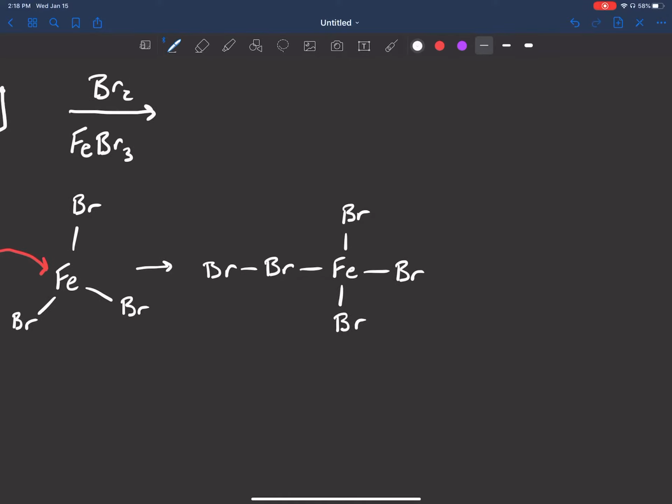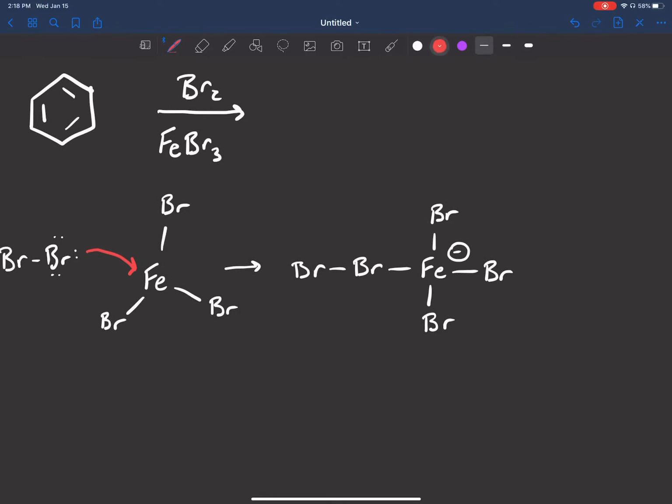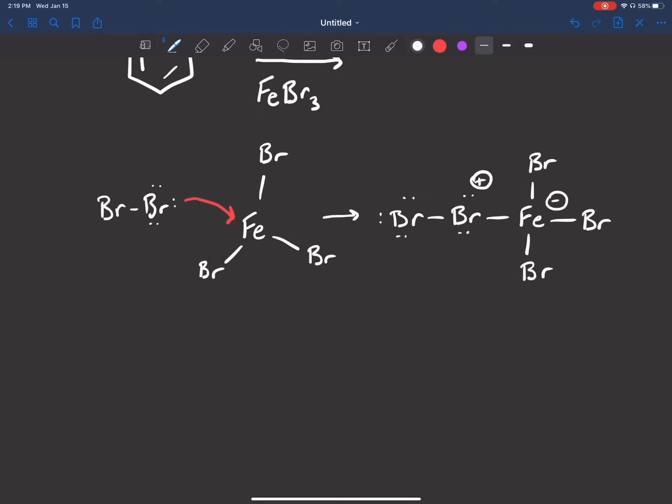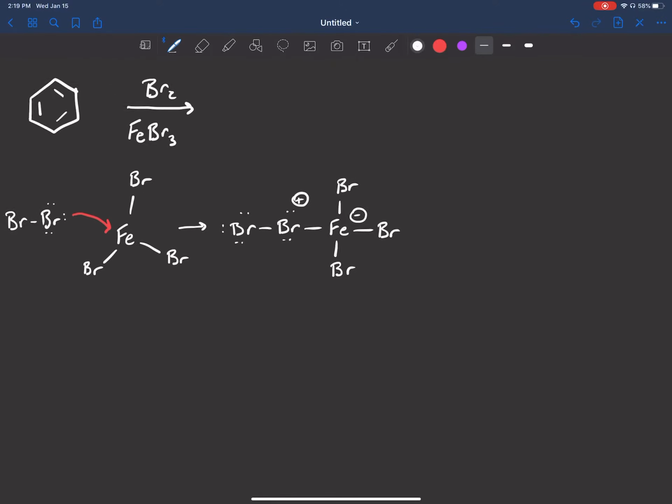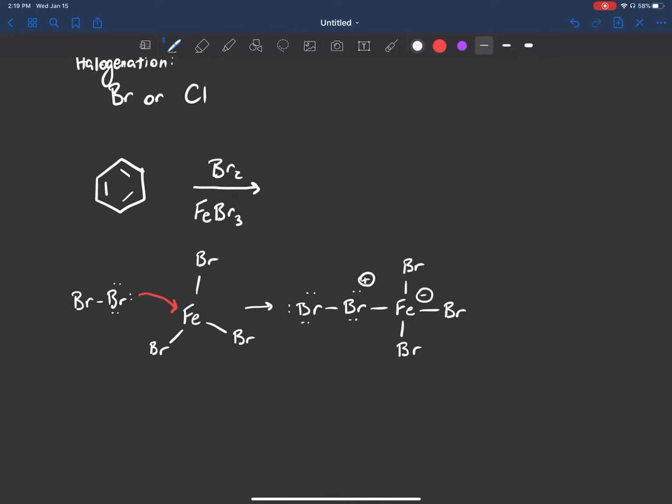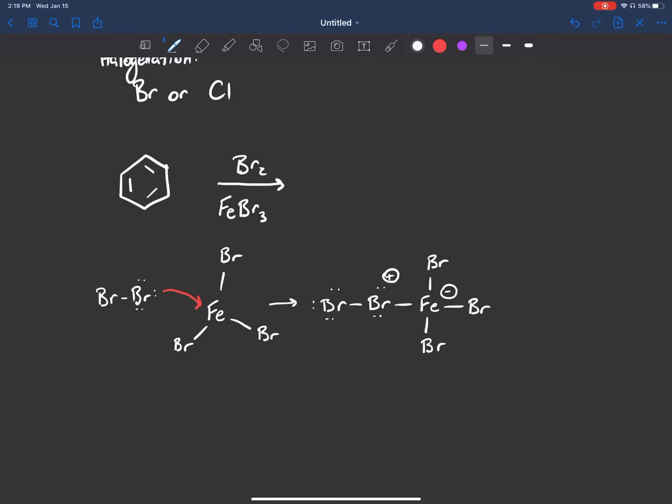The iron now gets a negative charge. It has another bond. This bromine is going to have 2 lone pairs now, and because it has 2 lone pairs and 2 single bonds, it gets a positive charge. This bromine over here stays with its 3 lone pairs. So this is the important intermediate. This is the electrophilic intermediate, right?